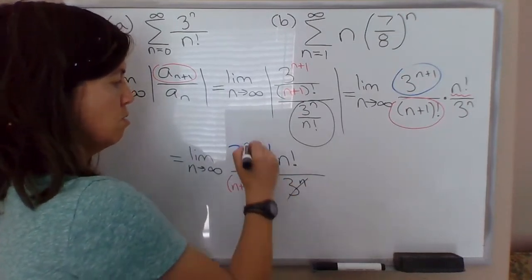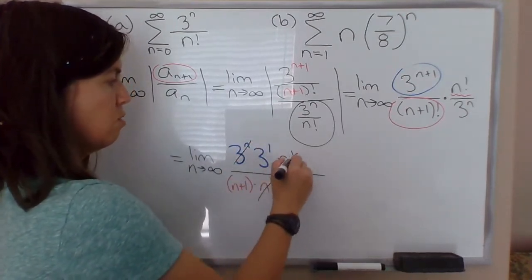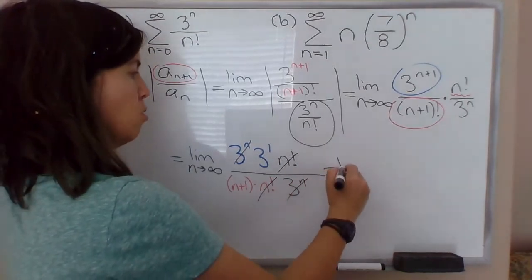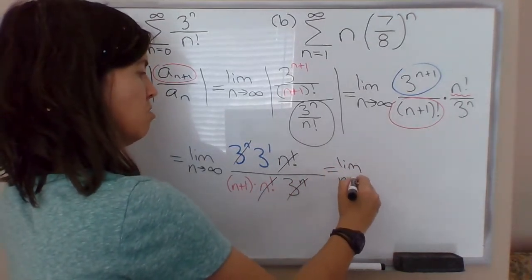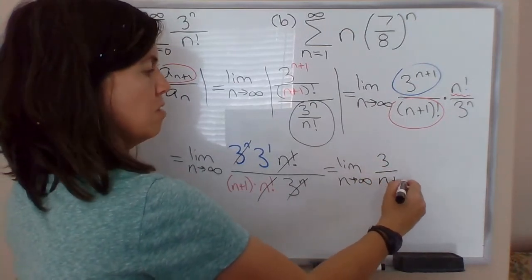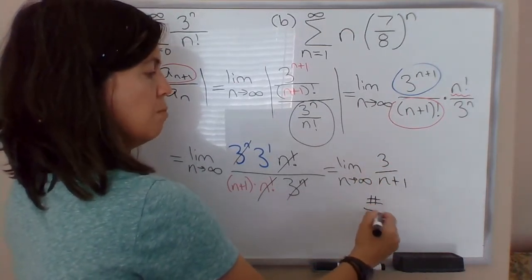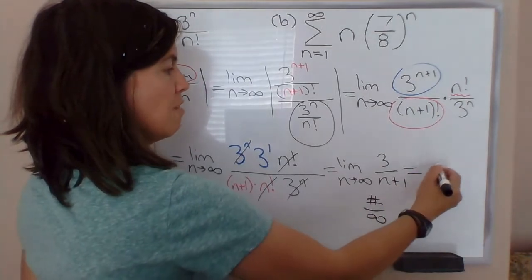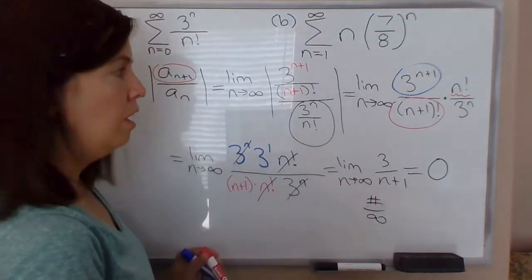And now we get to reduce. So 3 to the n goes away, n factorial goes away. And so we see that we're taking the limit as n approaches infinity of 3 to the first over n plus 1. So that has the form some finite number over infinity. Limits of that form are always going to 0.